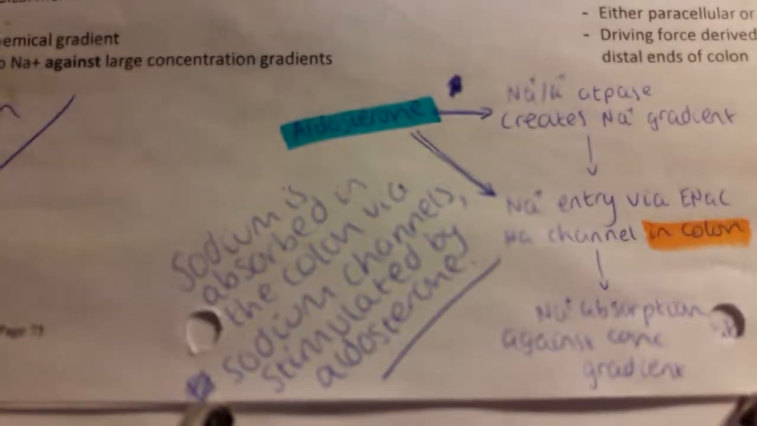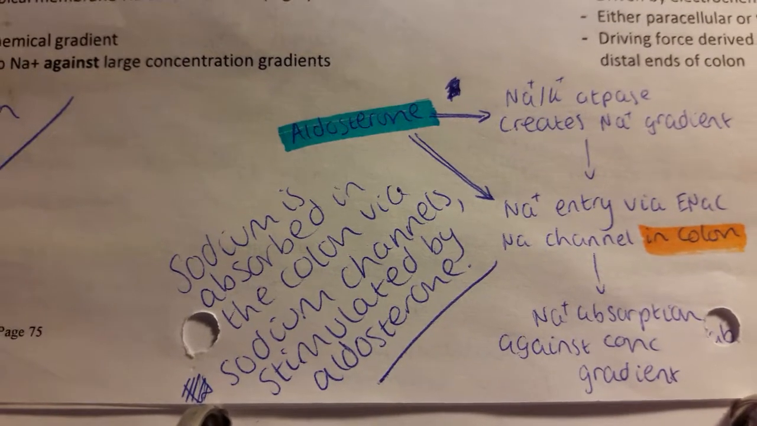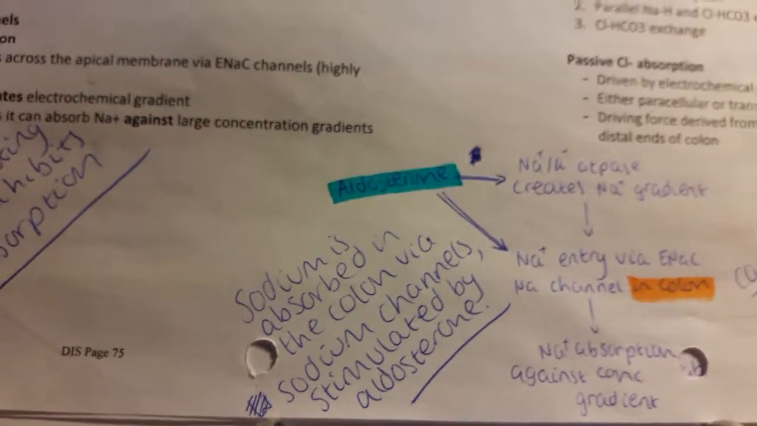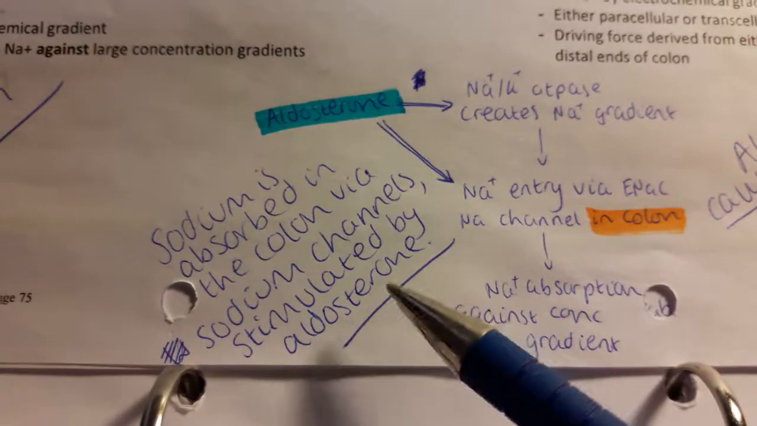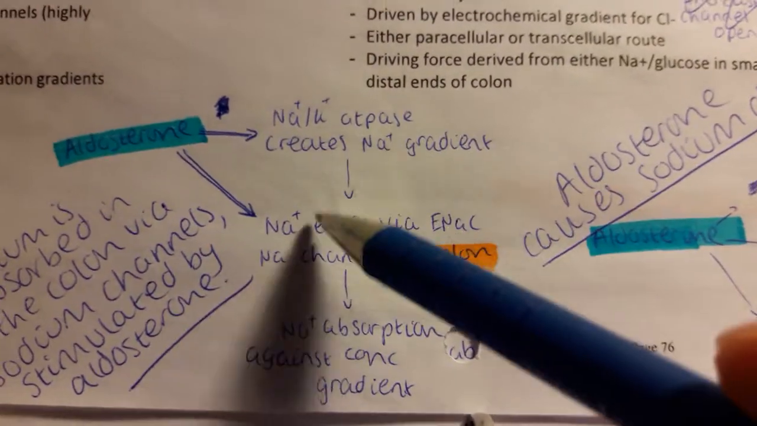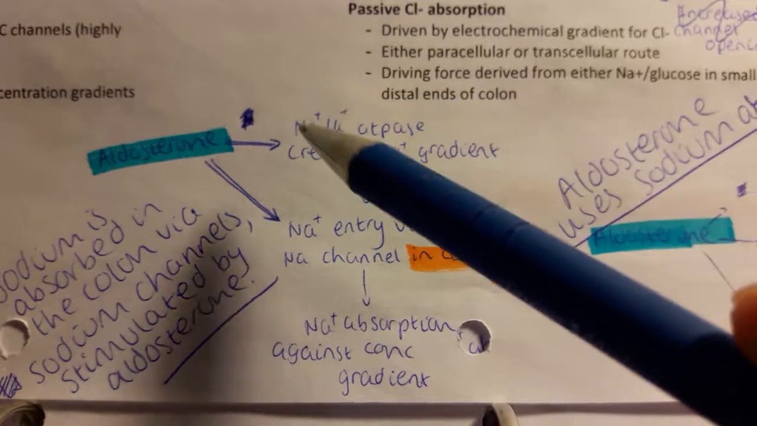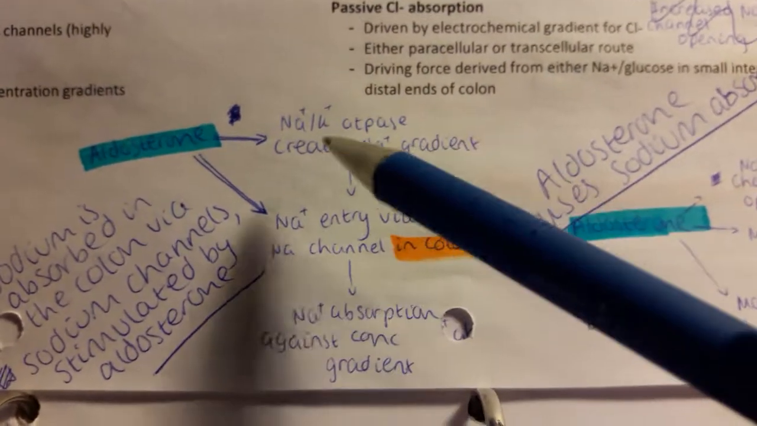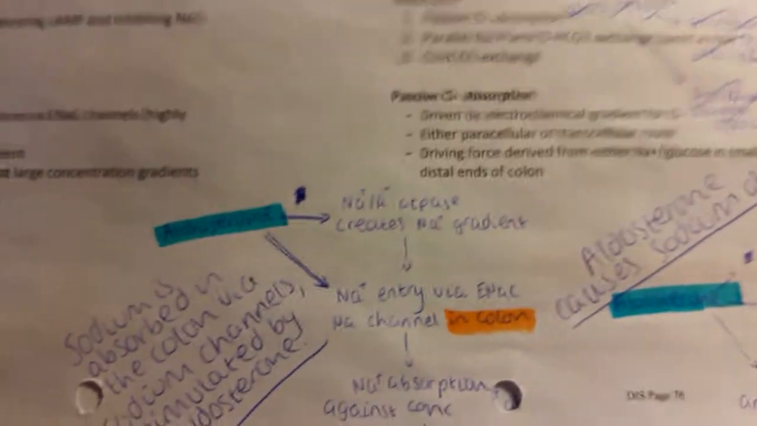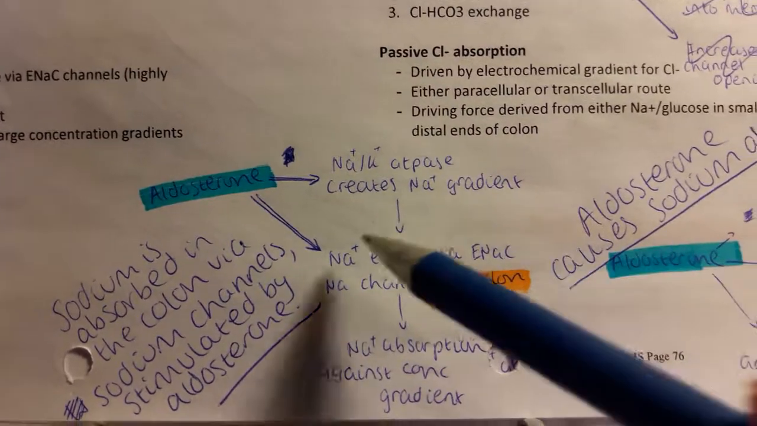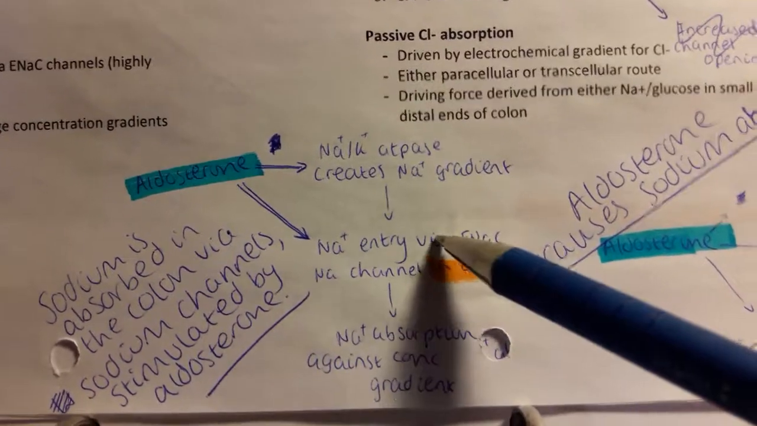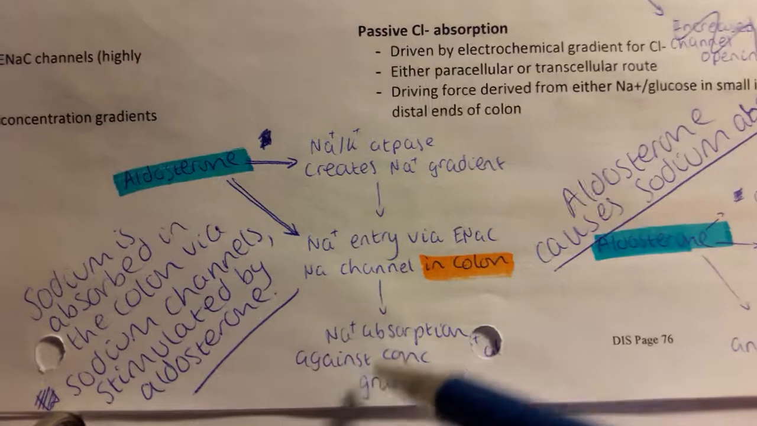The final way in which sodium is absorbed is in the colon, and it's absorbed via sodium channels stimulated by aldosterone, which I'm going to talk about in a second. So if you put aldosterone aside for a second, similarly to the previous mechanisms, the sodium-potassium ATPase creates the sodium gradient from the lumen to the enterocyte and into the basolateral domain into the body.